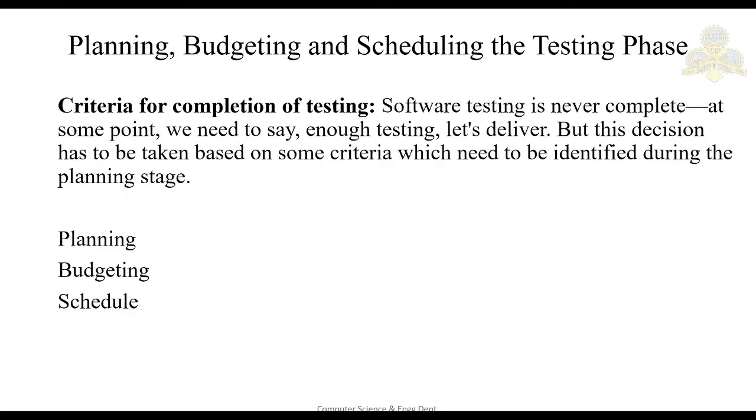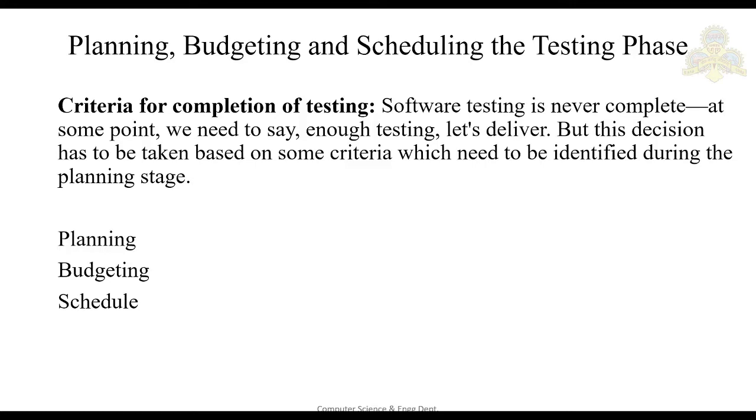So the next we will study here is the criteria for completion of testing. As we all know, software testing is never complete, but at some point we have to say that yes, testing is enough. So based on what can we say the testing has been done? This decision has to be based on some criteria which need to be identified during the planning stage itself, like when you run out of time or run out of budget, or whether the graph of defects is decreasing. These things can be taken into consideration and decided as criteria for completion. And again, this has to be done in the planning stage itself.